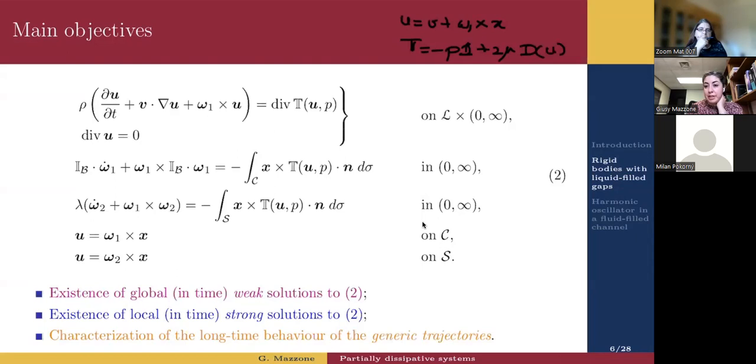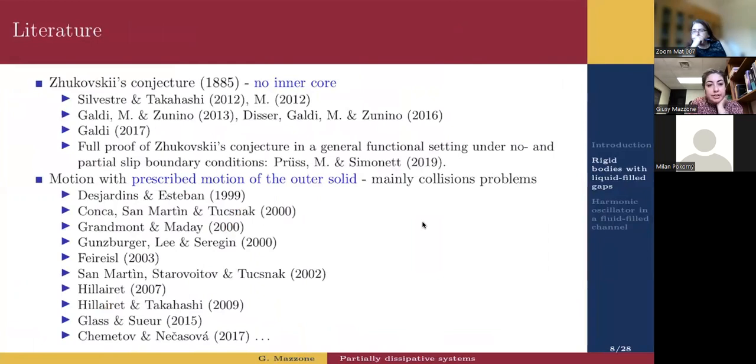So I already told you about the application. Now a little bit of literature. This kind of fluid-solid interaction has been looked at from different perspectives. If there is no inner core, as already Sharkai has mentioned, this has been my major research work during my graduate studies. It revolves around the Zhukovsky conjecture, which basically, in a few words, says that the fluid has a stabilizing effect on the rigid body.